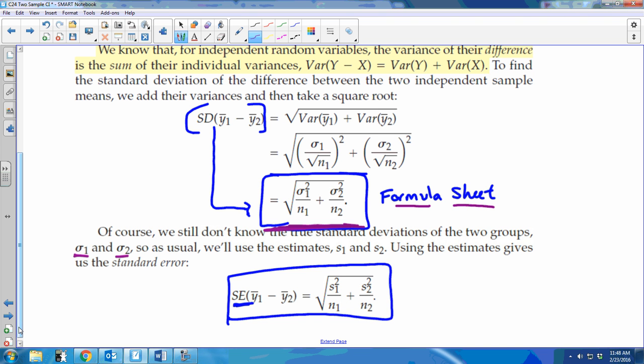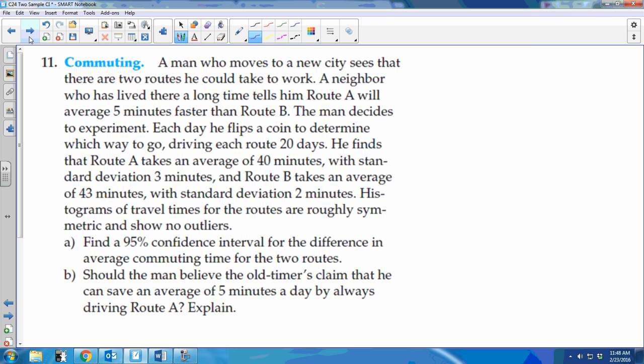All right. I'm going to do my one example. It says a man who moves to a new city sees that there are 2 routes he could take to work. A neighbor who has lived there a long time tells him Route A will average 5 minutes faster than Route B. The man decides to experiment. Each day he flips a coin to determine which way to go, driving each route 20 days. He finds that Route A takes an average of 40 minutes with a standard deviation of 3 minutes, and Route B takes an average of 43 minutes with a standard deviation of 2 minutes. Histograms of travel times for the routes are roughly symmetric and show no outliers. A says find a 95% confidence interval for the difference in average commuting time for the 2 routes.